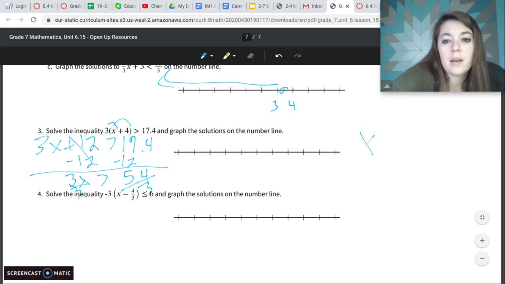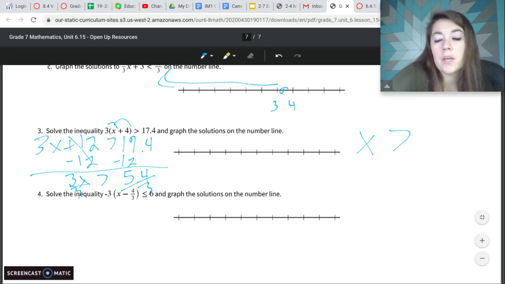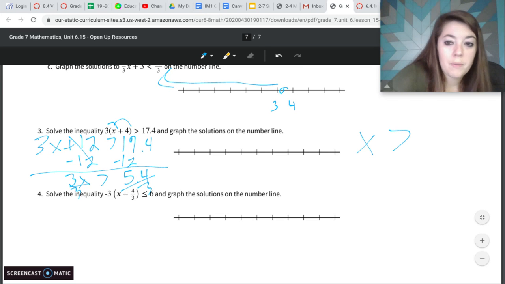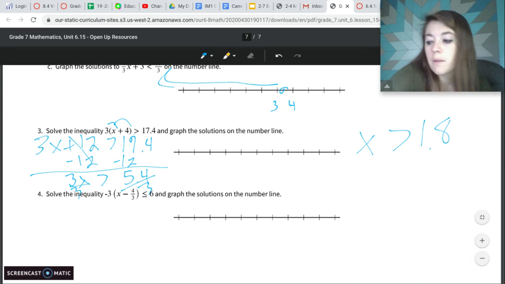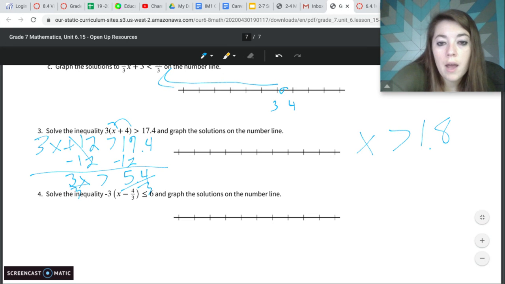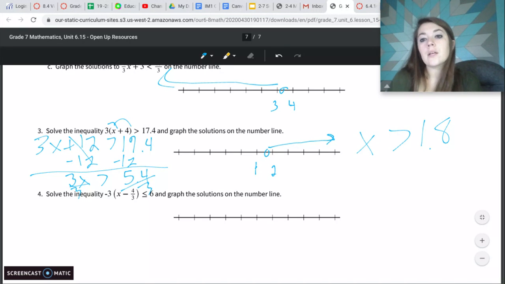We divide that by 3. So x is greater than, now because we aren't dividing by a negative 3, it is going to keep the inequality the same, and we end up with 1.8. So we come to our graph. We've got 1 here, 2 here. Because there's no equal to symbol, it's going to be an open circle, and it's going to go to the right. When it's a closed circle is when it's equal to. When it's an open circle is when it's just the greater than or less than. If it's got the equal to with it, then it's closed. If it doesn't, then it's open.